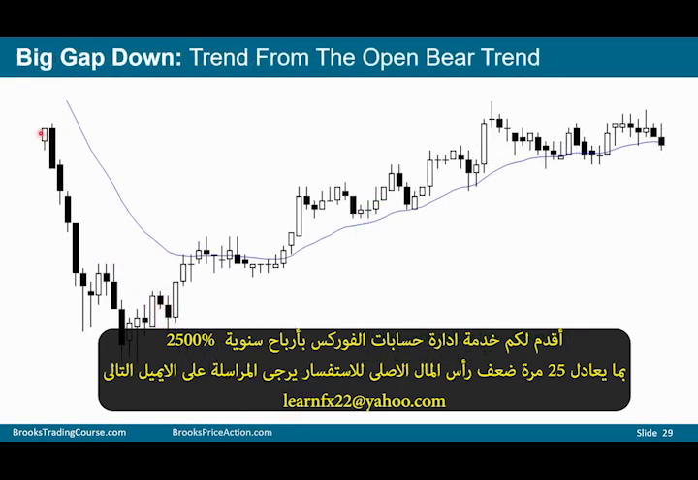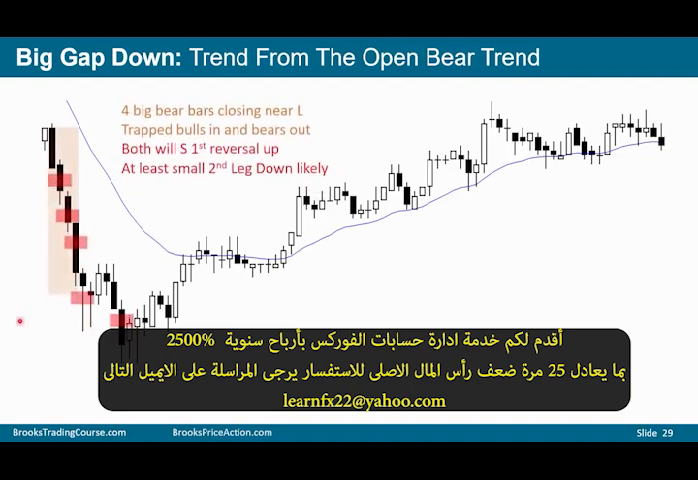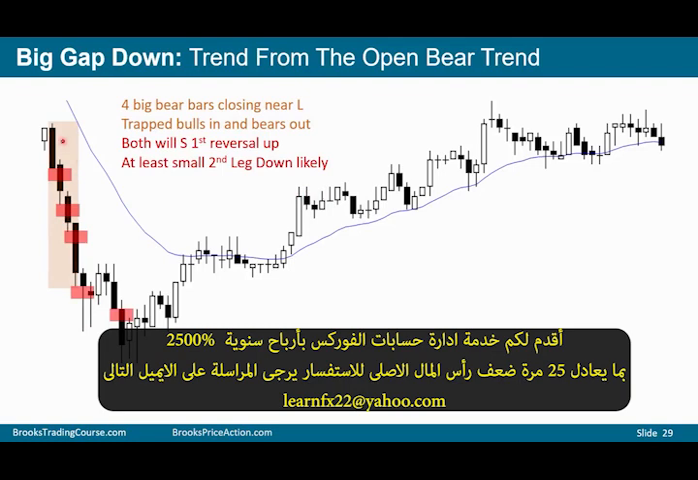Gap down, tried to reverse up and collapsed. Traders will sell below bear bars closing near their lows. 4 big bear bars closing near their lows. High probability of at least a small second leg down, but you might get a reversal at that point.